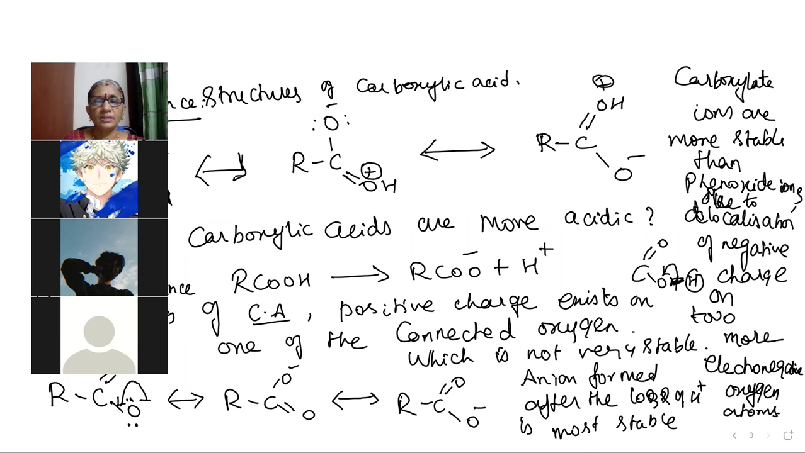Got it? Copy down the reason. This is a very important key point. When they ask why carboxylic acids are more acidic, you should say carboxylate ions are more stable than carboxylic acids, that's why it's more acidic. When they ask why carboxylic acids are more acidic than phenols, you have to give the delocalization reason. Clear? Copy down the answer fast. Any doubt? Write down fast.